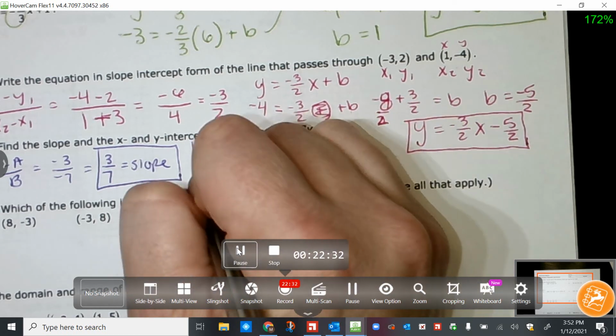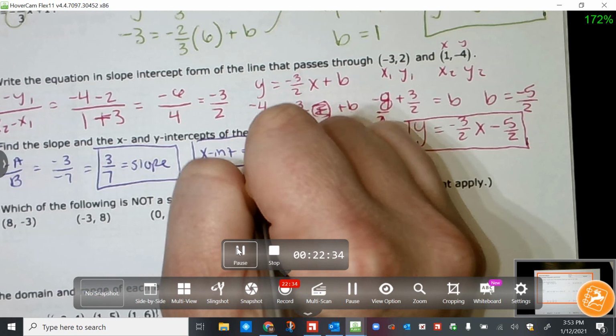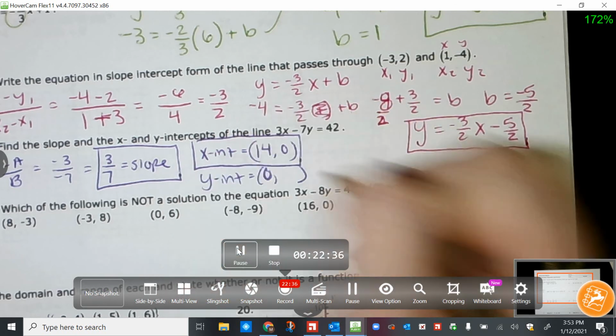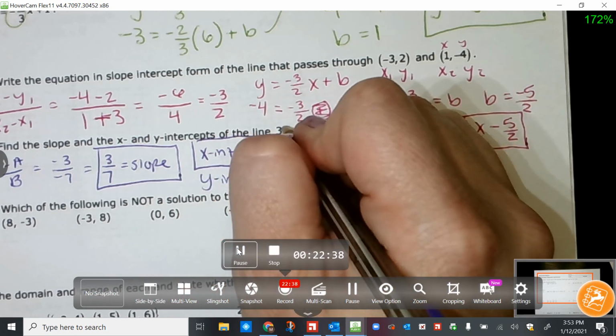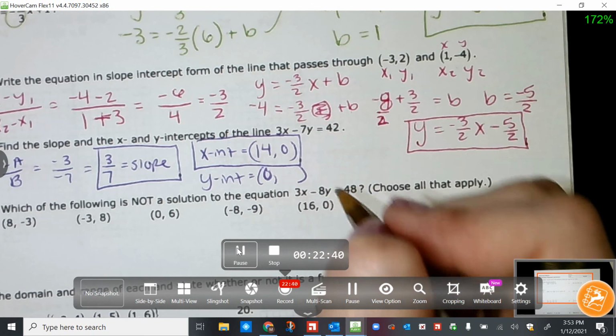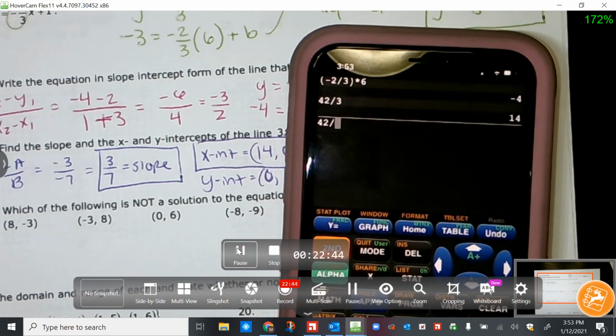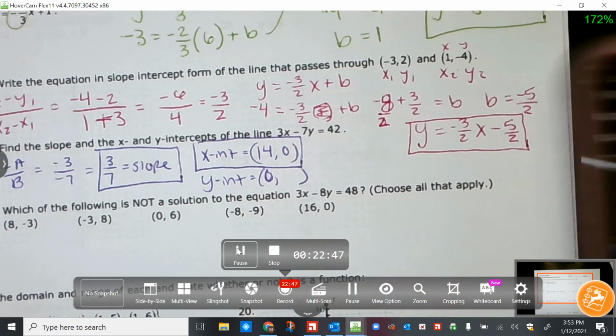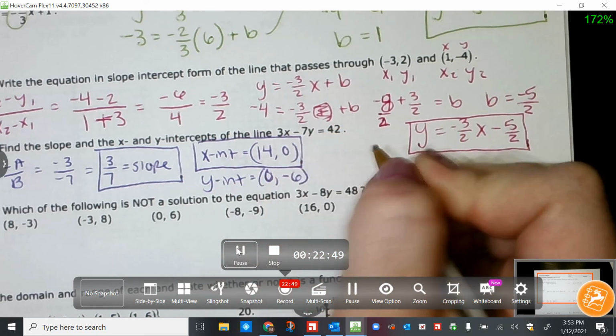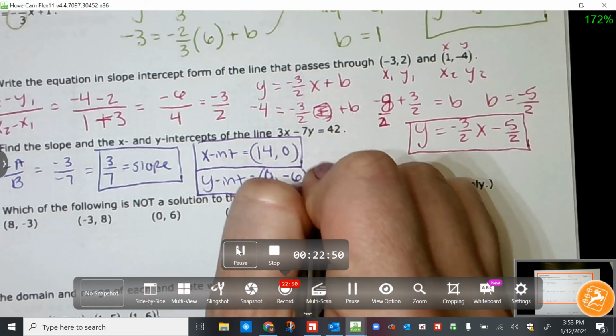Now my y-intercept is where x is 0, so I'm going to go ahead and put an x there, and that means this would be 0. So I'm going to divide both sides by negative 7. 42 divided by negative 7 is negative 6. So this is my y-intercept.